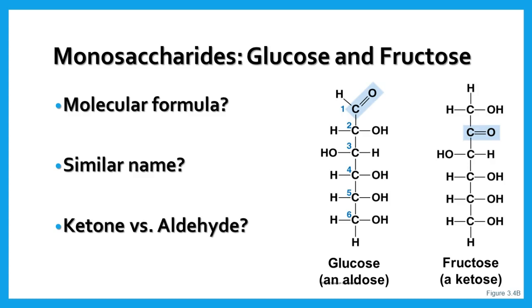They have a similar name, glucose, fructose. And you'll find that sugars in general end in OSE. And of course, the ketone versus the aldehyde thing: glucose is an aldose or an aldehyde type sugar, and fructose is a ketose or a ketone type sugar. You're not going to have to worry too much about the aldose and the ketose thing, but you do need to realize that they can have the same molecular formula in different structures and have different names. So you should know OSE refers to a sugar.